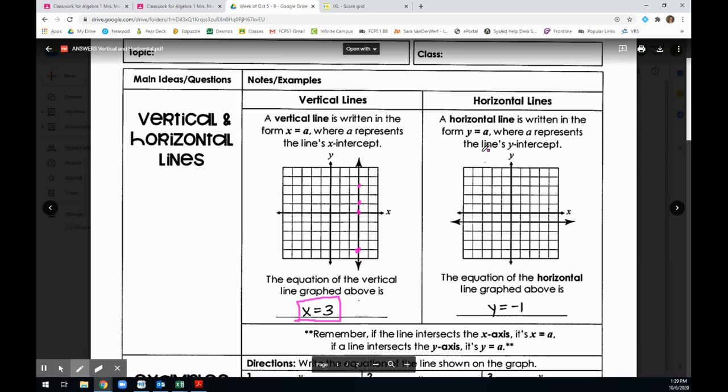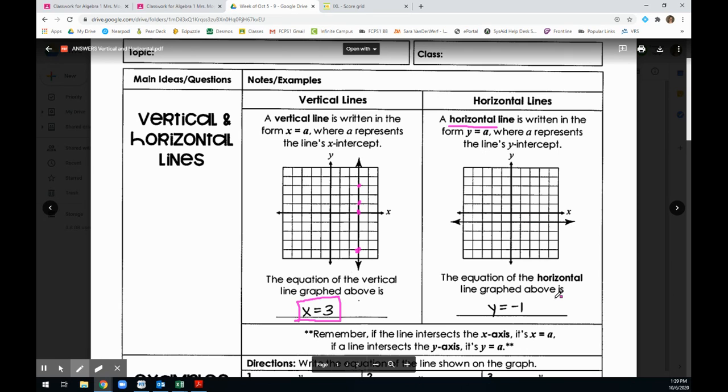Over here, we have horizontal lines. And I remember these horizontal lines as flat like the horizon. When you're looking over the horizon, these are written as y equals a number. And you can remember when we talked about this the other day, we said that the slope of a horizontal line is 0.